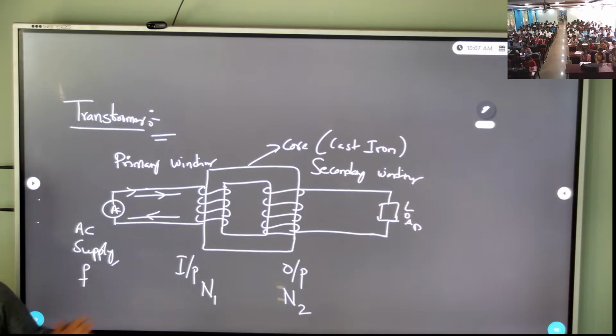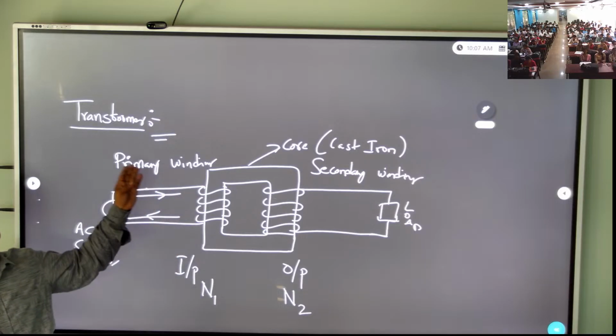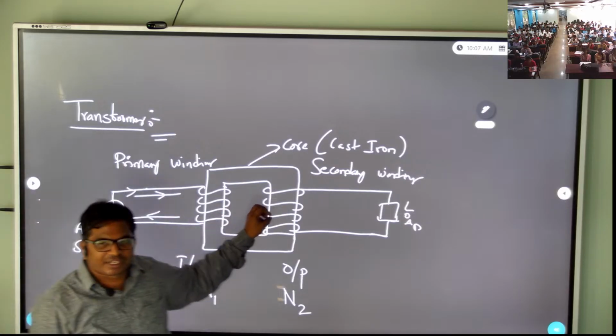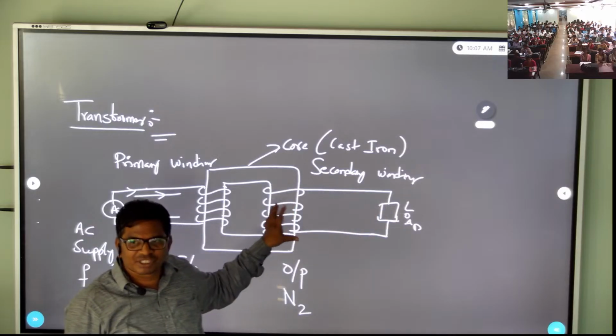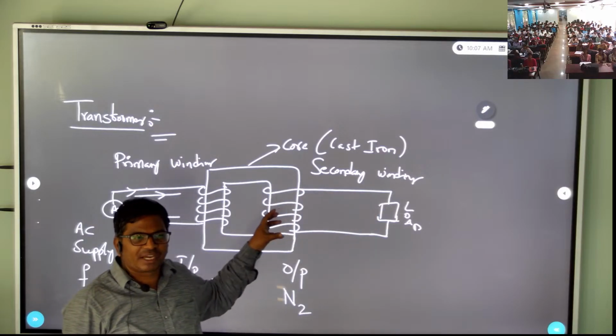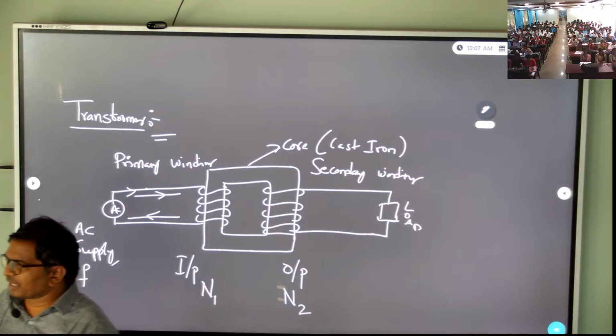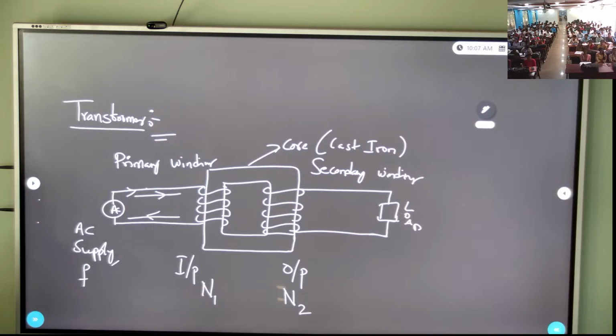Input supply. The winding which is connected to the input supply is known as primary winding. The winding which is connected to the output, or the winding which is connected to the load, is known as secondary winding. So in the transformer there exist a primary winding as well as a secondary winding. The other names you can call them are input winding and output winding. That is up to you which word you use. Two windings are available: one is input winding, one is output winding; one is primary winding, one is secondary winding.